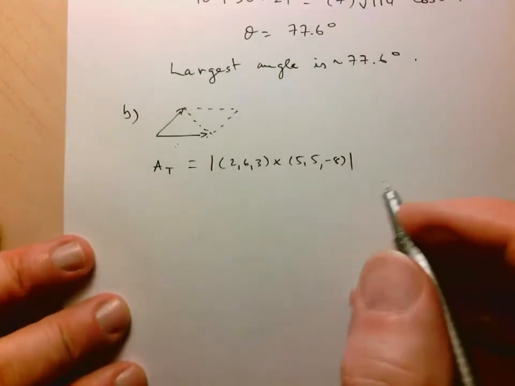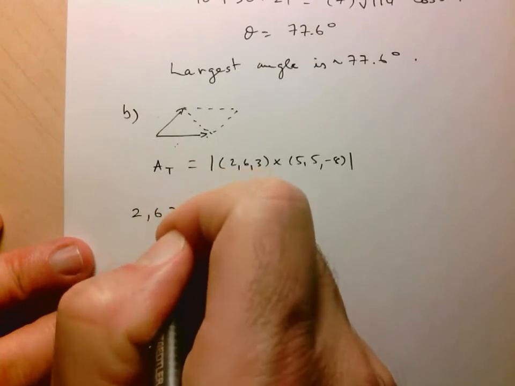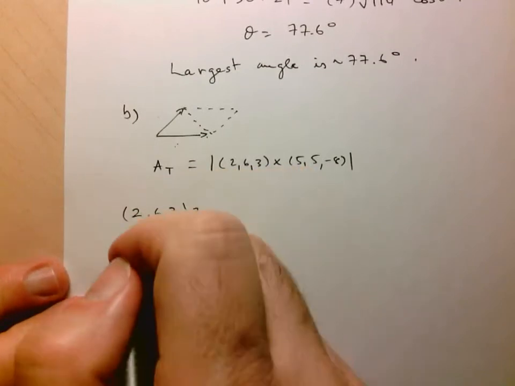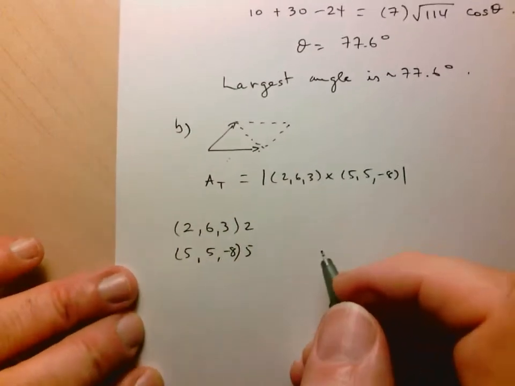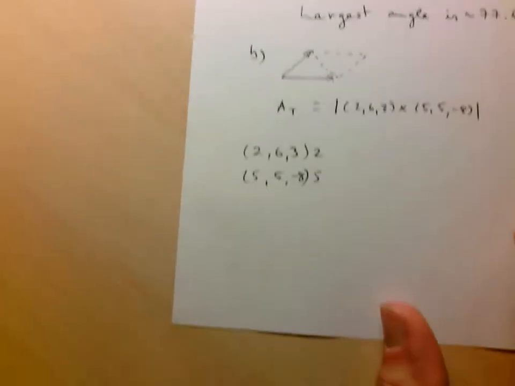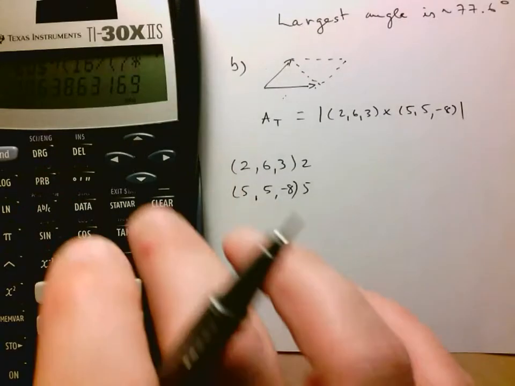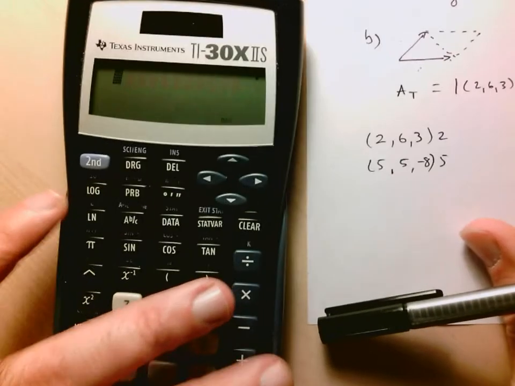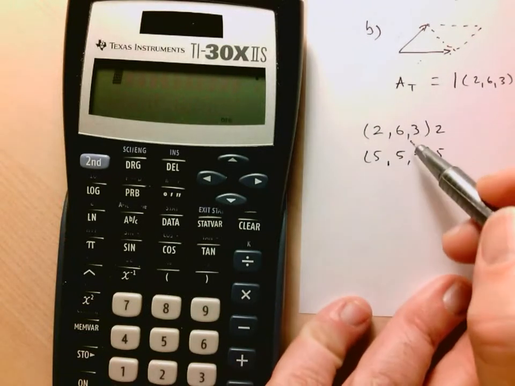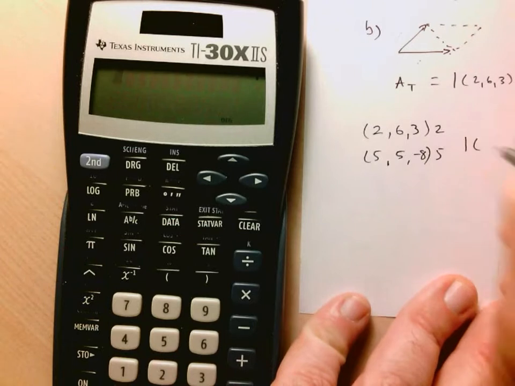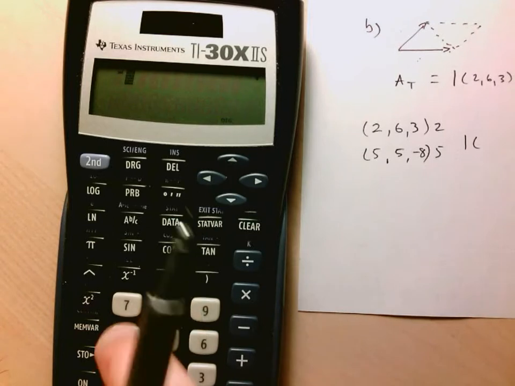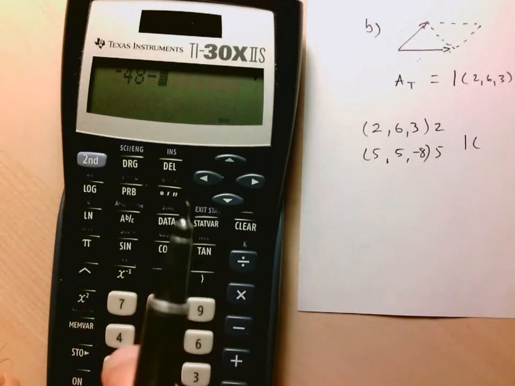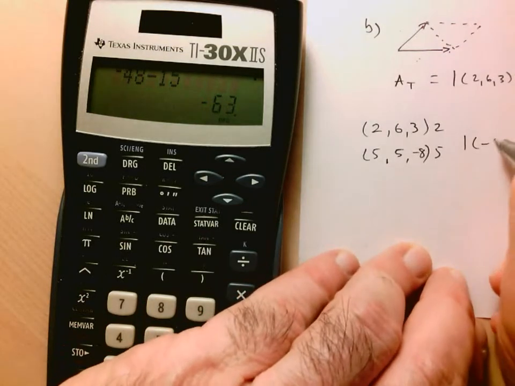Okay, so let's find the cross product here. So 2, 6, 3. Whatever method you use to do this is fine. 5, 5, negative 8, another 5. Okay, so these numbers are a little large, so let's take our calculator to help us out here. So first, to find the x component, remember we have to use the y and z components. So here we've got negative 48 minus 15, okay, negative 63.